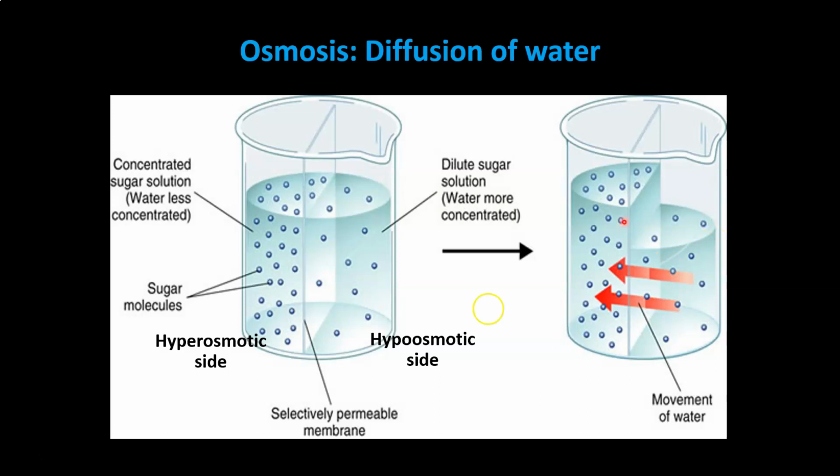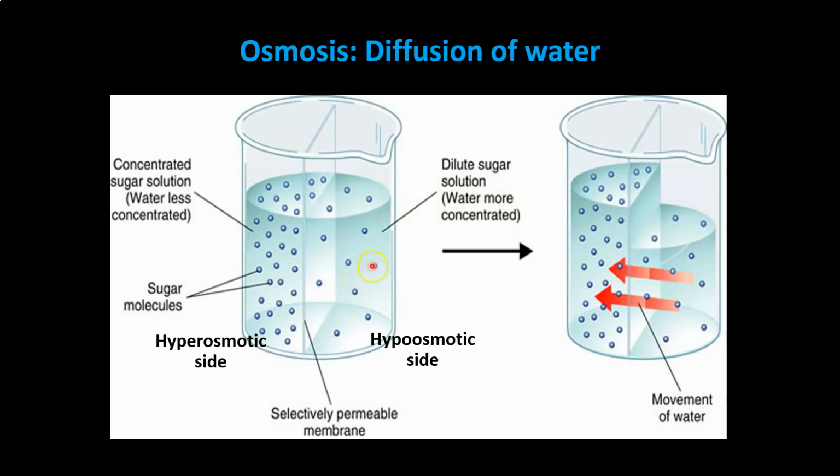So you are looking at, in this beaker, a solution, a sugar solution in fact. In this beaker, the sugar solution is separated by a selectively permeable membrane, right? So on my left side, I'm looking at high concentration sugar solution. On my right side, I'm looking at diluted sugar solution. So on both sides of the selectively permeable membrane, we have two variable concentrations of sugar solutions, right?